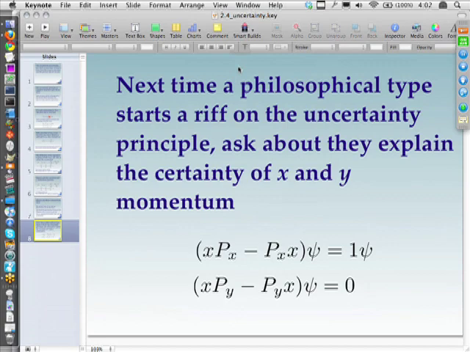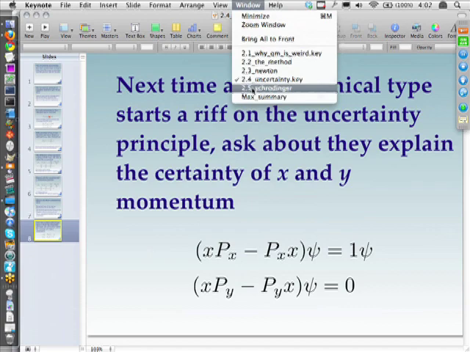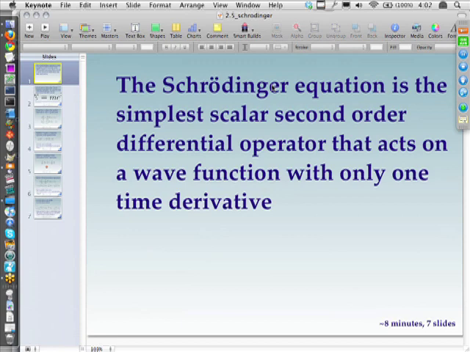All right. So we're on to Schrodinger's equation. So Schrodinger's equation, it's a scalar second order differential operator that acts on a wave function. But even though it's second order, it's actually only second order in terms of its space part, and it's only first order in terms of its time derivative. And believe me, people understand this. Okay, they describe it that way in graduate level physics books. So we're not putting a big surprise.